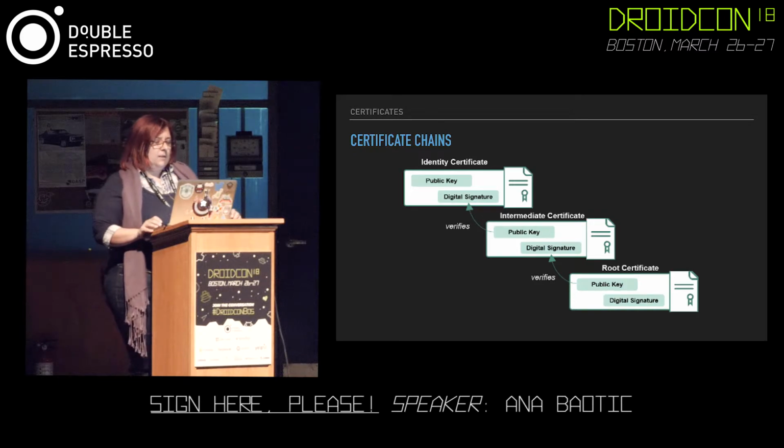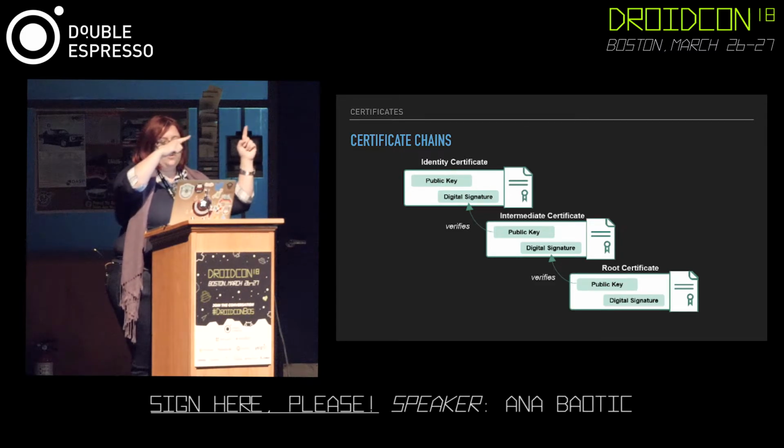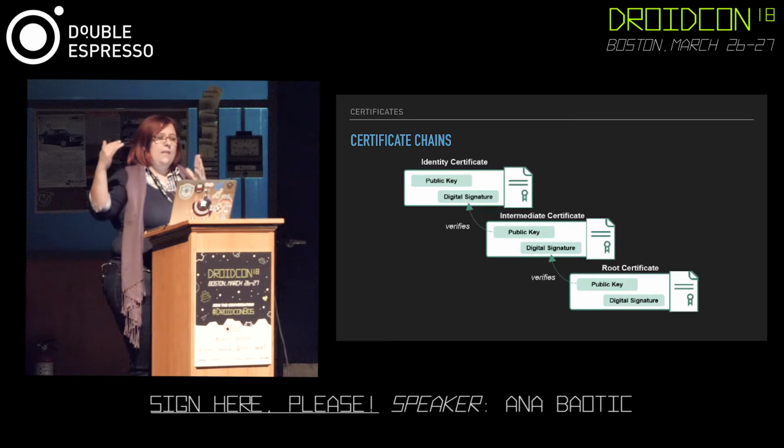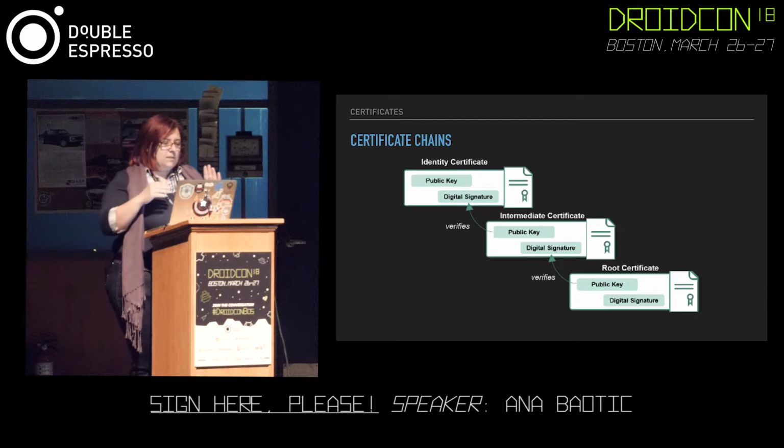So if we take a look at the chain that we just observed, basically we have a root certificate, which is what the certificate authority signs. It's a self-signed certificate, and that one is used to verify the signature of the intermediate one. And then there's another hop that goes to the end certificate and says, okay, the end certificate is also valid, it will work fine.